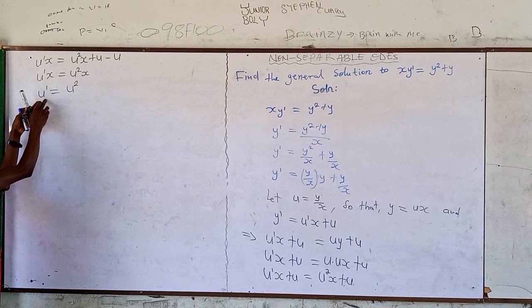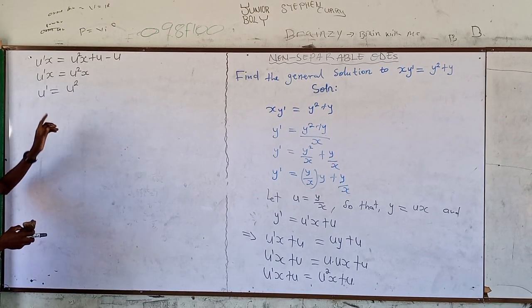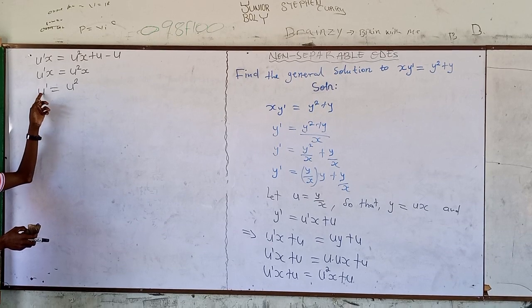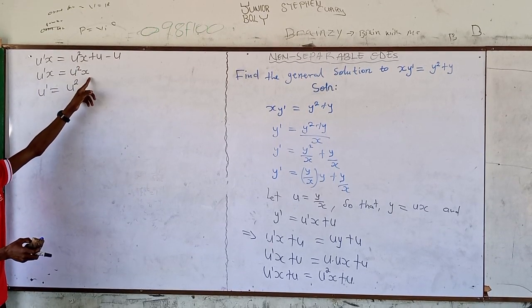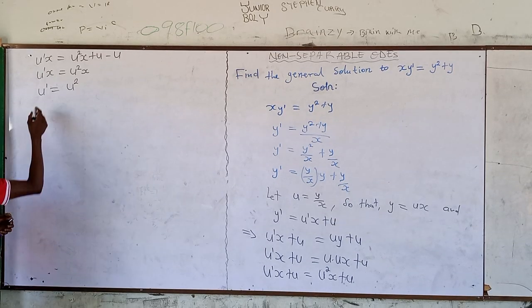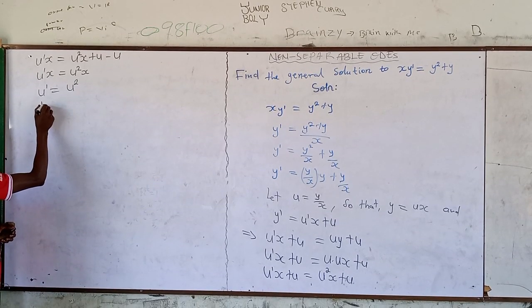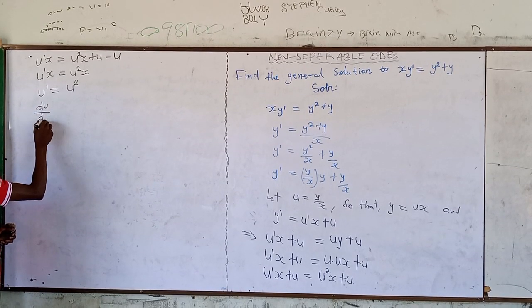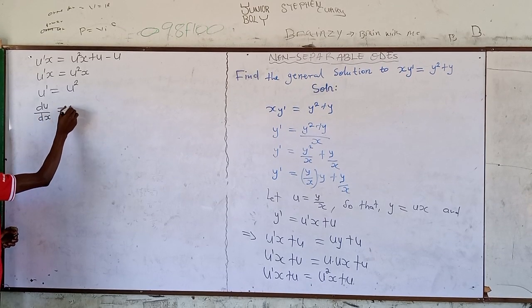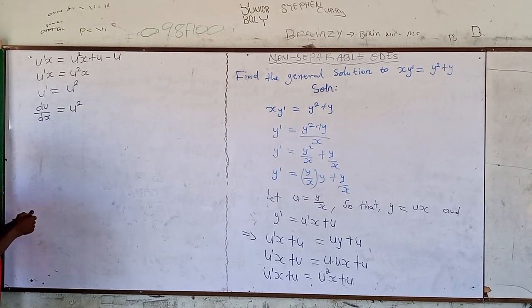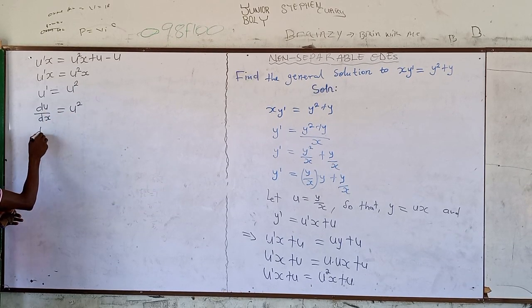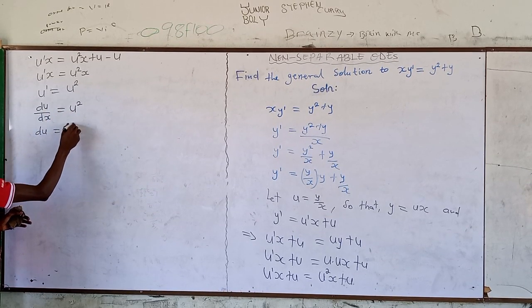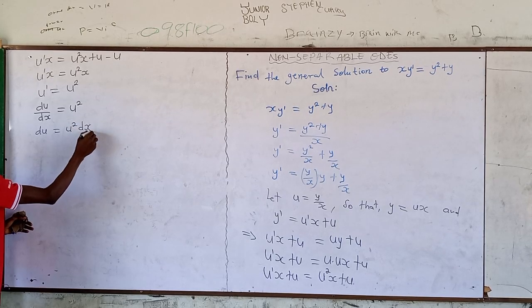But the u prime here is what? Is the derivative of u with respect to x, because the independent variable in the equation is x. And so we have changing the u prime to what? Derivative of u with respect to x. So this will give us u squared. And then we multiply both sides by the x. So we have the du to be equal to u squared times the dx.